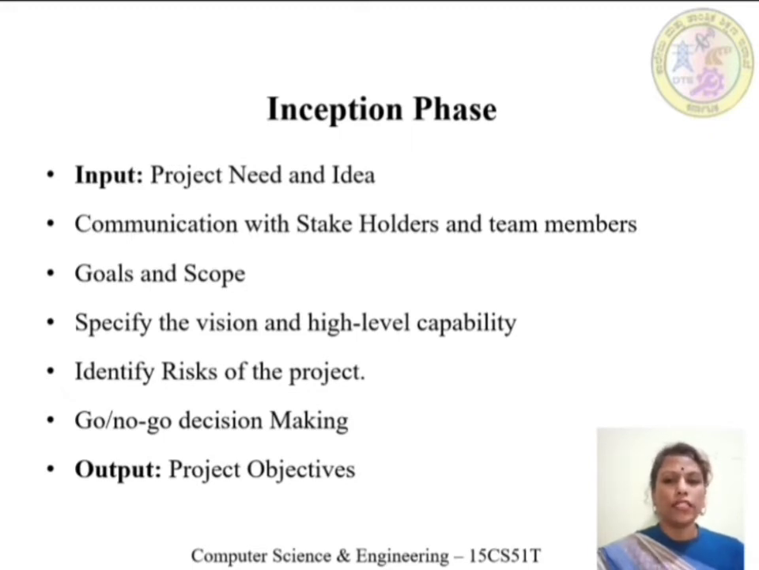Okay, and the next thing is in this phase the developers or team members are going to identify the risks of the project. If the risks are too complex and difficult to manage, then the developers and stakeholders may decide not to go forward with the project. If the risks are very simple and manageable, then the team members and stakeholders together can decide to move on with the project life cycle. So the next point is the go or no go decision making.